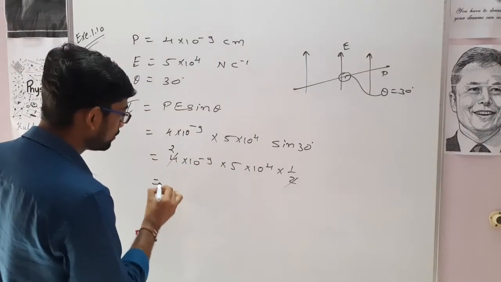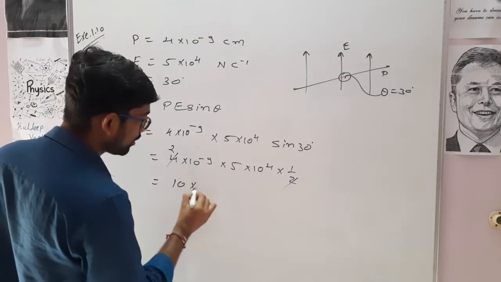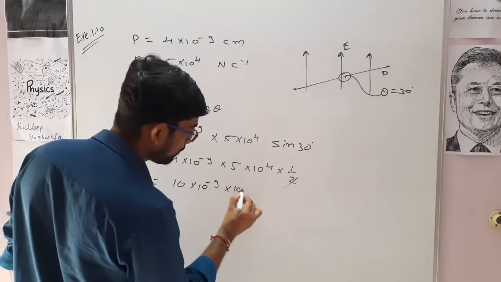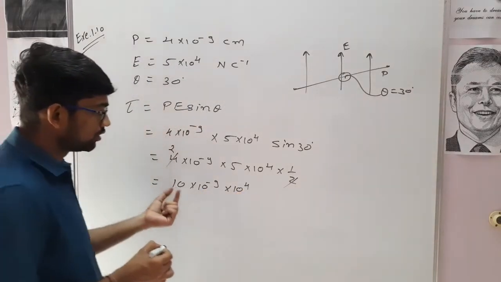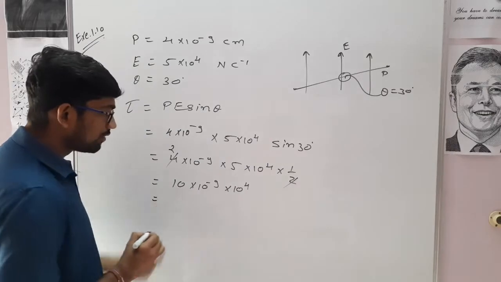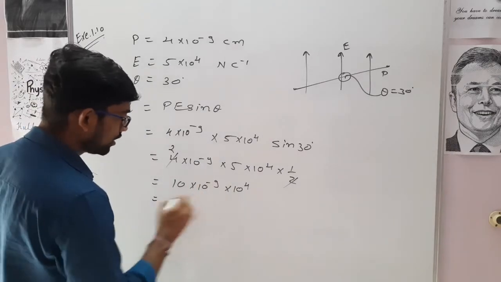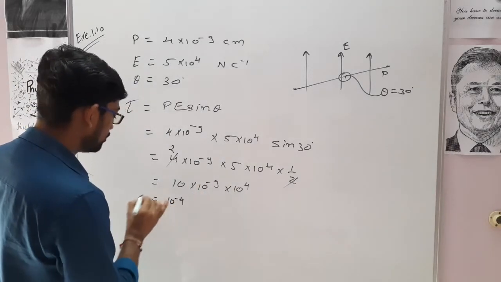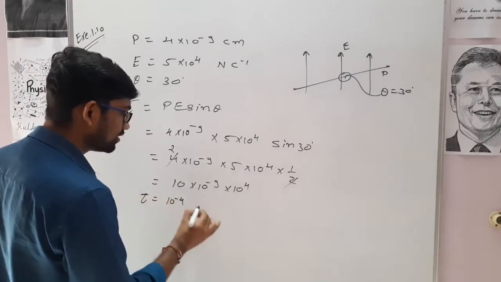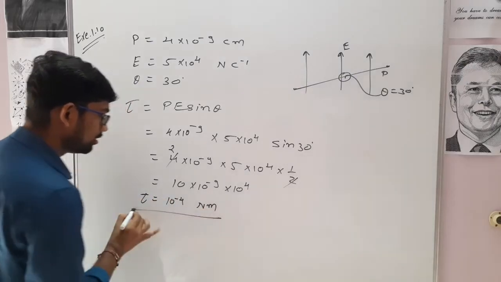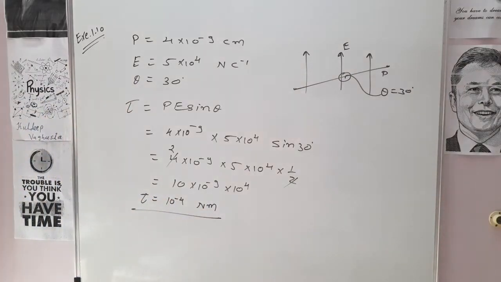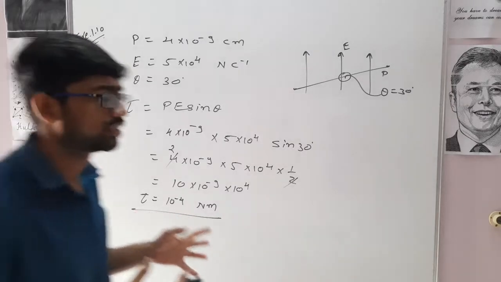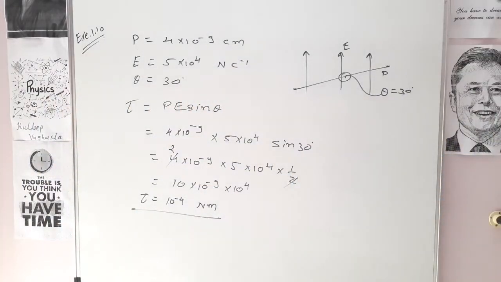5 2s are 10. So 10 into 10 to the power minus 9 and 10 to the power 4. So here it is 10 to the power 1, 5 into 10 to the power minus 4. The torque unit is Newton meter. Okay, understand? So this is the answer. So simple. Note it down.